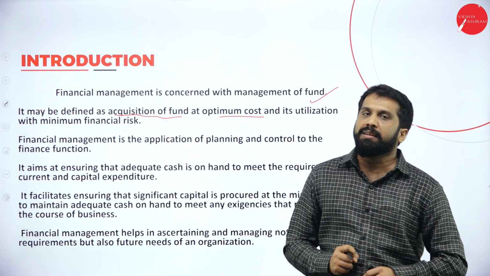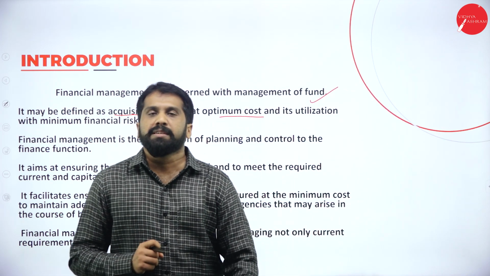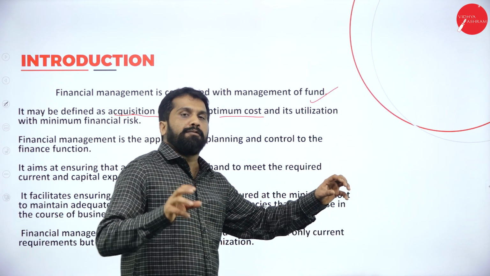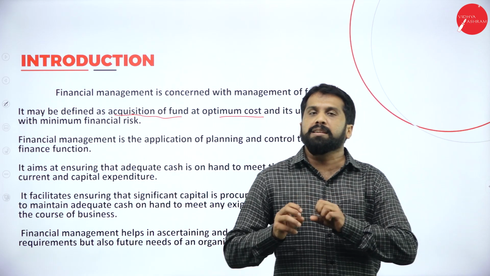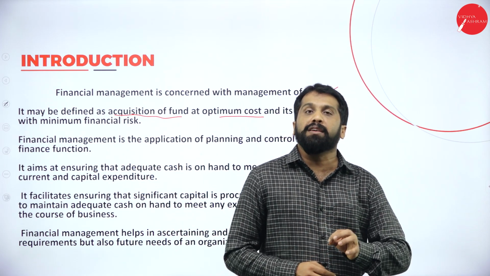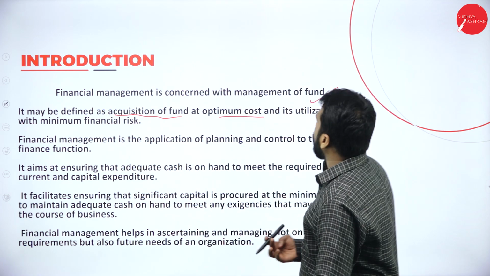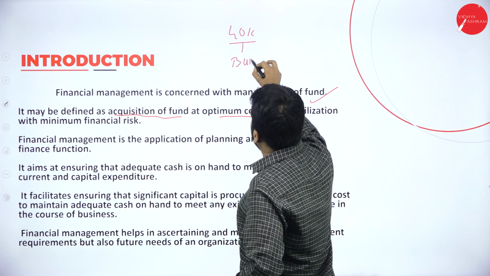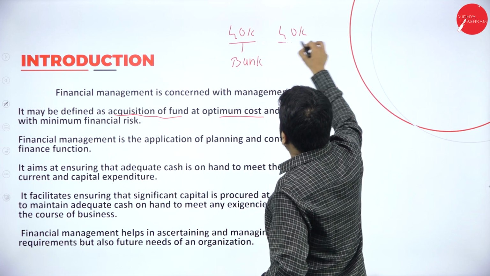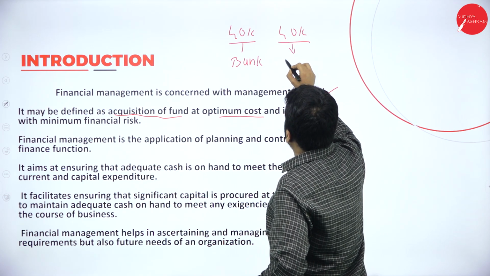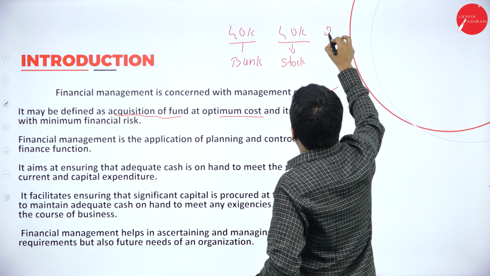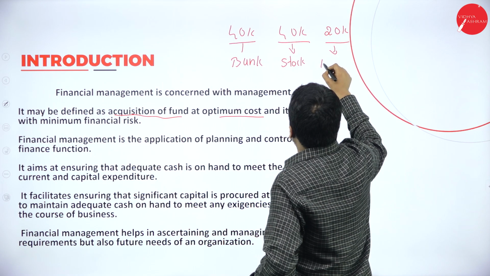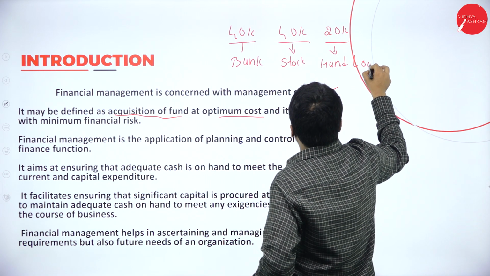I'll give you the best example. You have 1 lakh rupees. Out of 1 lakh rupees, what will you do? 40,000 you will keep in the bank, 40,000 in the stock market, and another 20,000 you will give outside for interest, as some hand loan.